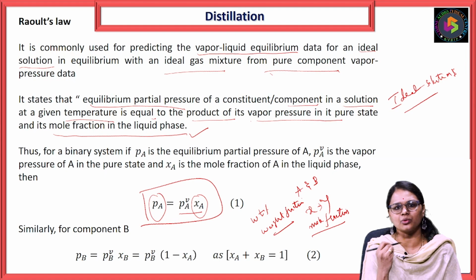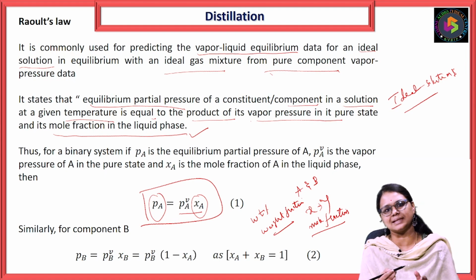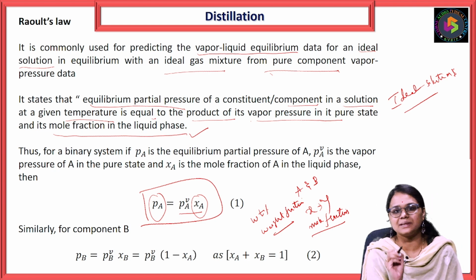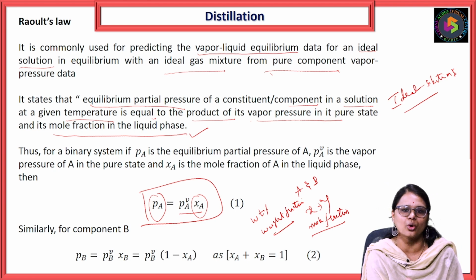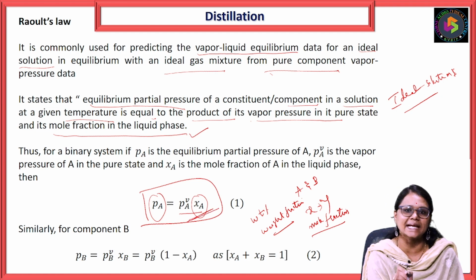This is very important. Whenever you say Raoult's law, you should not just say partial pressure is equal to vapor pressure into mole fraction. You should precisely say it's the mole fraction of the component in the liquid phase. Then only you can write XA.